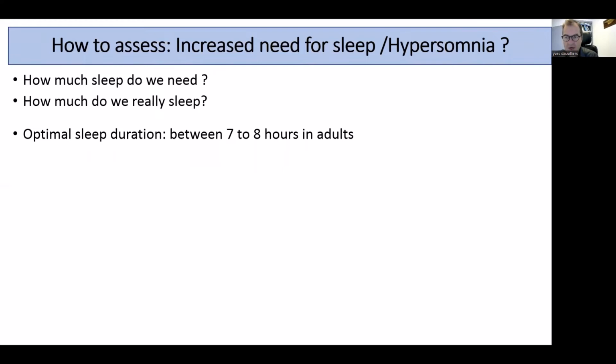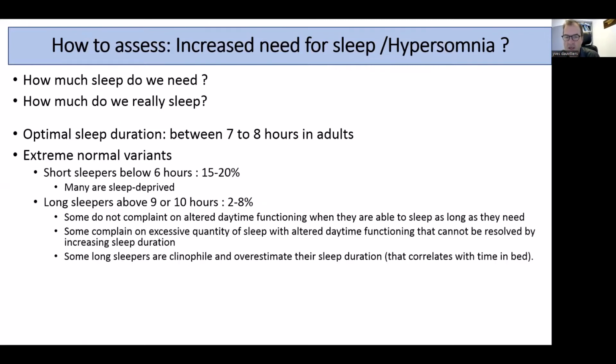But now, how to assess the long sleep, the second part, the hypersomnia. There are two major questions in the sleep domain, very easy questions, but hard to answer. How much sleep do we need? And how much do we really sleep? It's an easy question, but the answer is not clear because it's very variable between subjects.